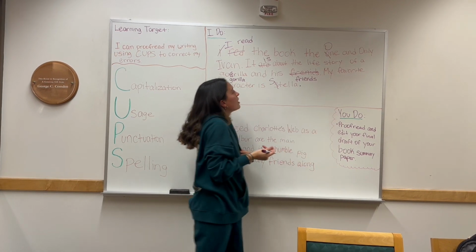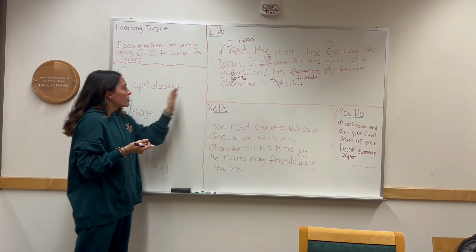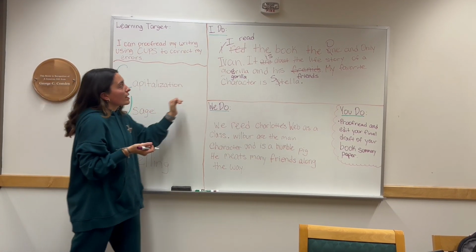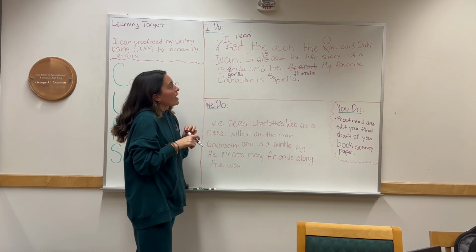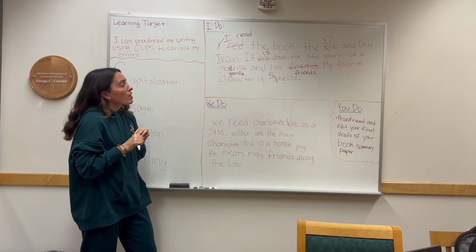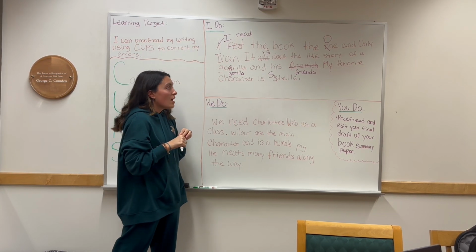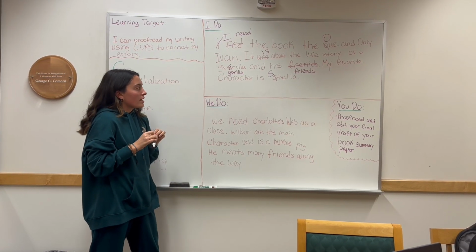And then the word friends is misspelled, so it's going to be F-R-I-E-N-D-S. So now that we made all our corrections using CUPS, we're going to read it out loud. I read the book, The One and Only Ivan. It is about the life story of a gorilla and his friends. My favorite character is Stella.